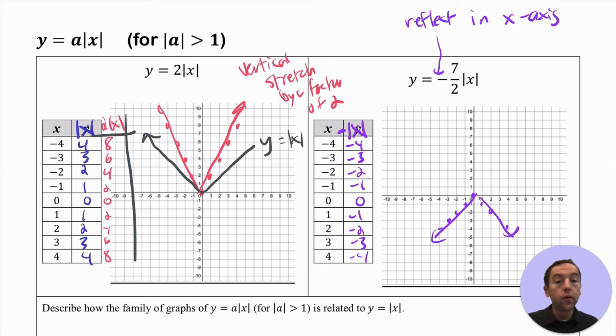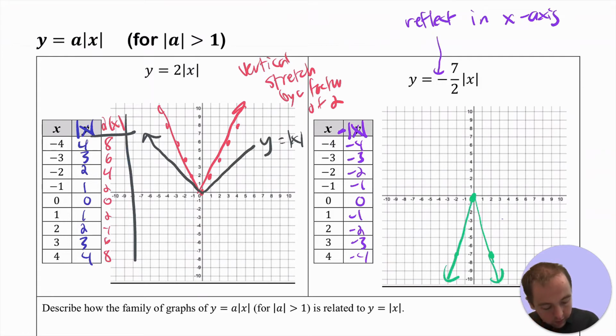And similar to what we saw with the 2, it's almost like the slope of this absolute value graph here. So it's going to go upside down, but then what we're going to see is that it's really going to go at a slope of negative 7/2, like you're seeing occur right there. So it does become a little bit skinnier. It did get stretched there as well.